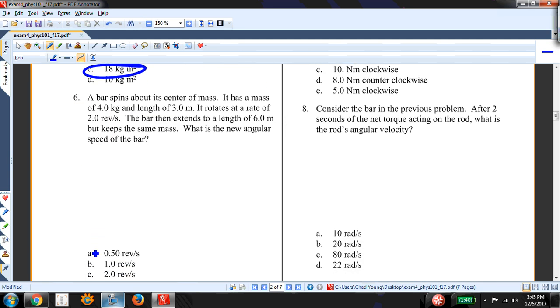Bar spins about its center of mass. Let's see, I want to know the angular speed. There's no forces here. I don't speak of any forces or torques. So that would clue me into thinking that this is a momentum problem. And indeed it is, that I have conservation of momentum, that I omega initial is equal to I omega final.